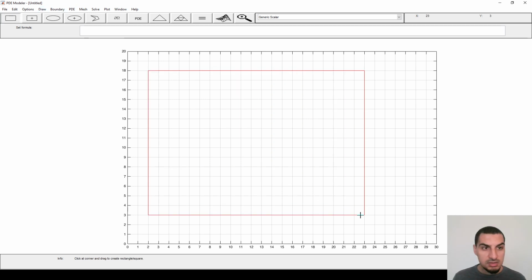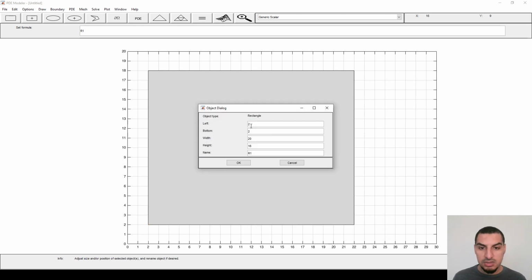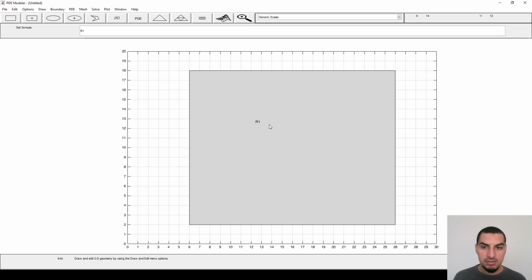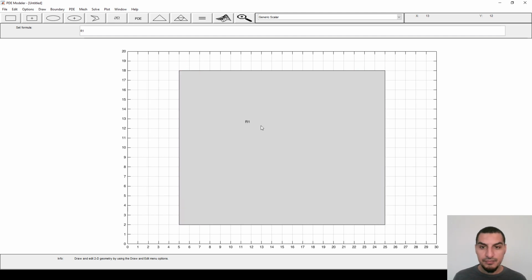It is now 16 by 20, and you can check it's 20 by 16. The width and the height are okay. And if I want, I can move it right or left to make it centered. This will make it look better, at least for me. So now it's good.